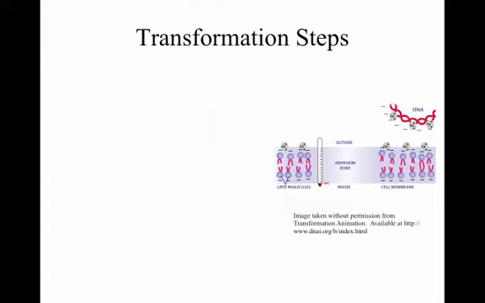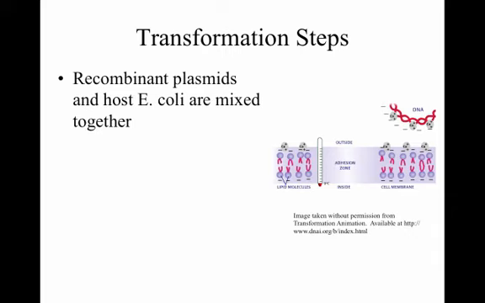All right, so how are we going to get the plasmid into the E. coli? There's several steps. First, of course, we have to take those recombinant plasmids and the host E. coli, we have to mix them together. Because if they're not in the same test tube, of course, there's no way they're ever going to come together.